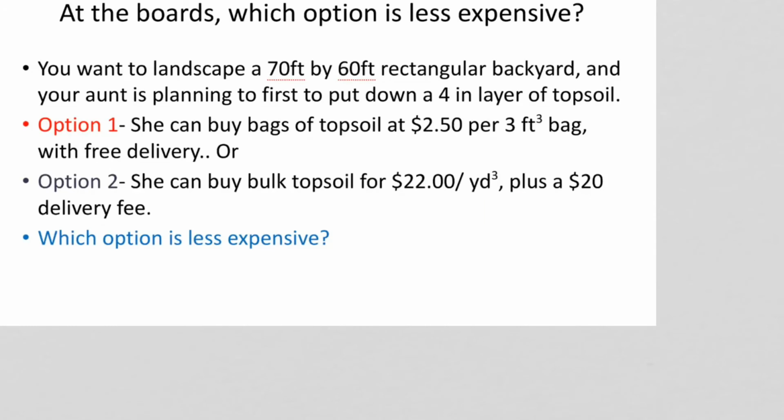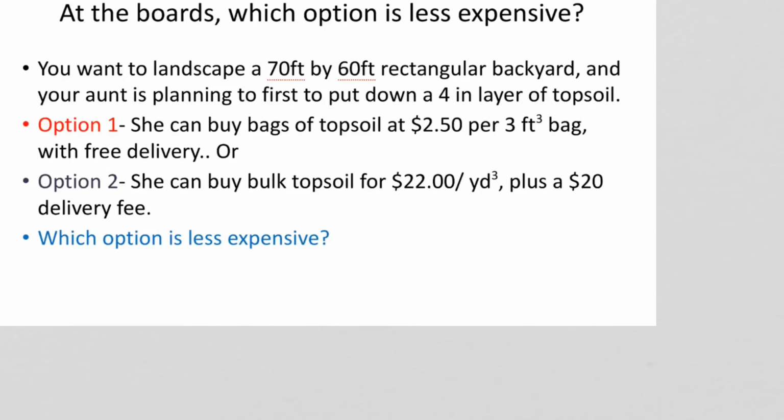All right, here's our last example for this ELR. If I was there, we would have done this at the board. We're trying to choose which option is less expensive, option 1 or option 2. Your aunt is making a rectangular backyard, wants to do some landscaping, 70 feet by 60 feet, and she's planning to put down a 4-inch layer of topsoil. So I was talking about the volume, the height there. So she has one of two different options.